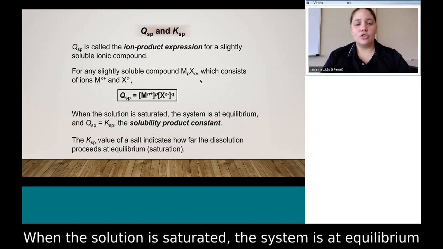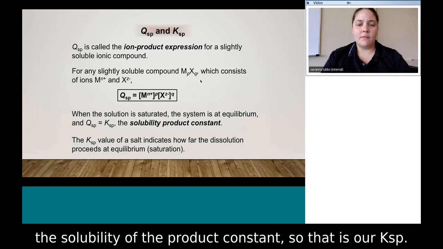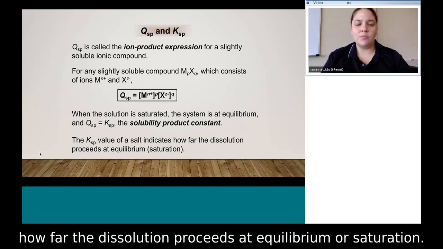When the solution is saturated, the system is at equilibrium, and Ksp and Qsp are equal to each other. The solubility product constant, so that is our Ksp. The Ksp value of a salt indicates how far the dissolution proceeds at equilibrium, or saturation.